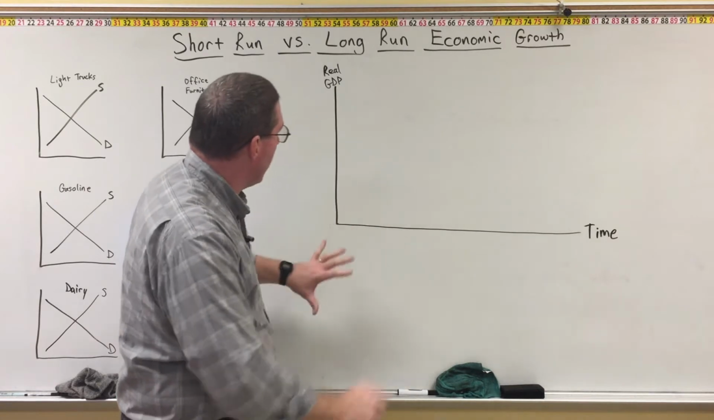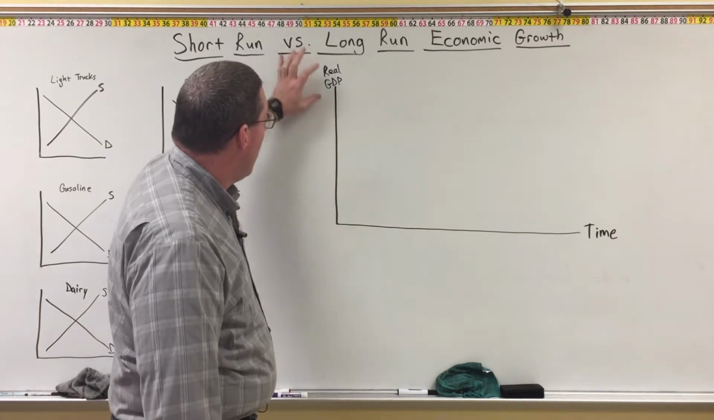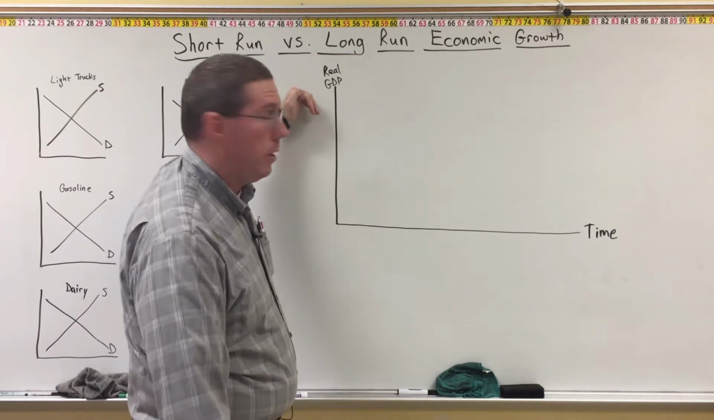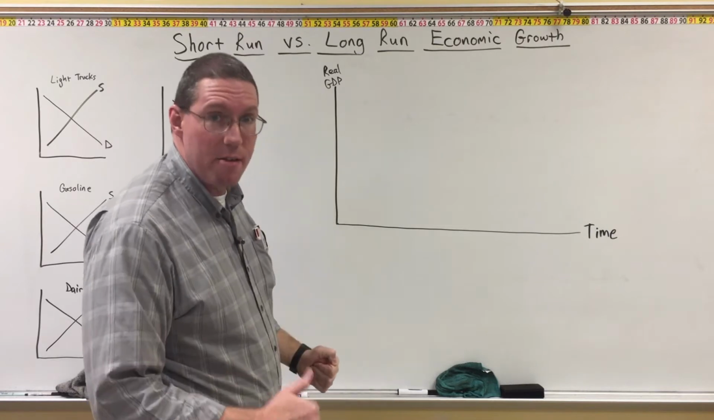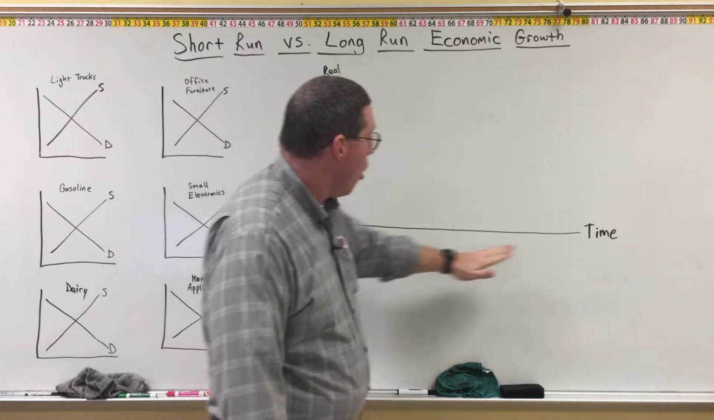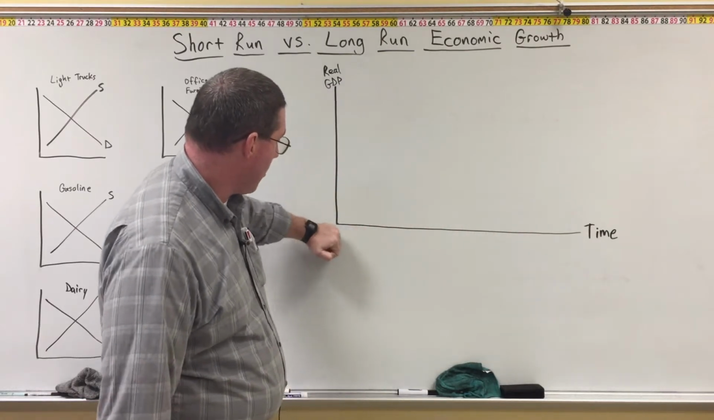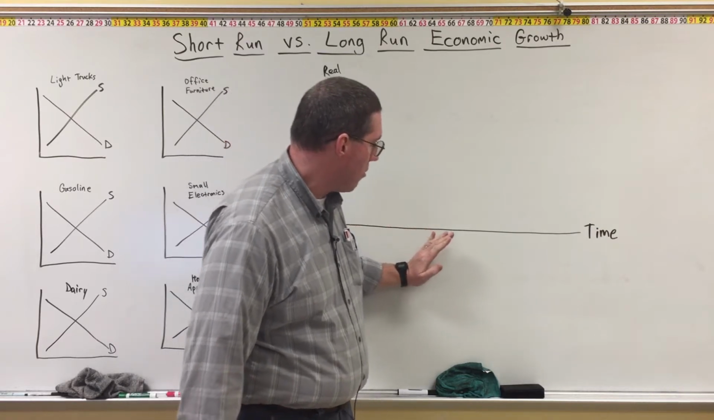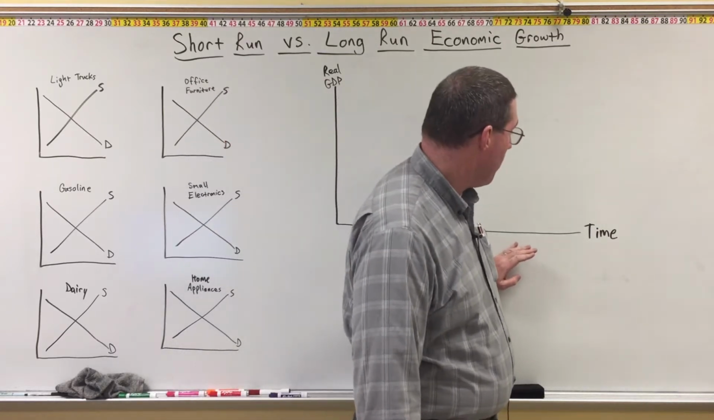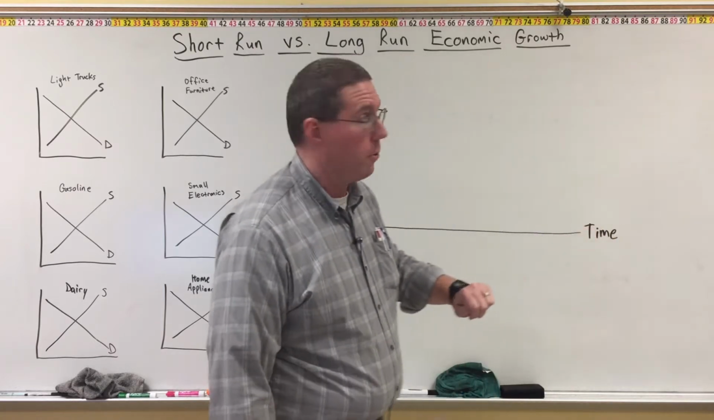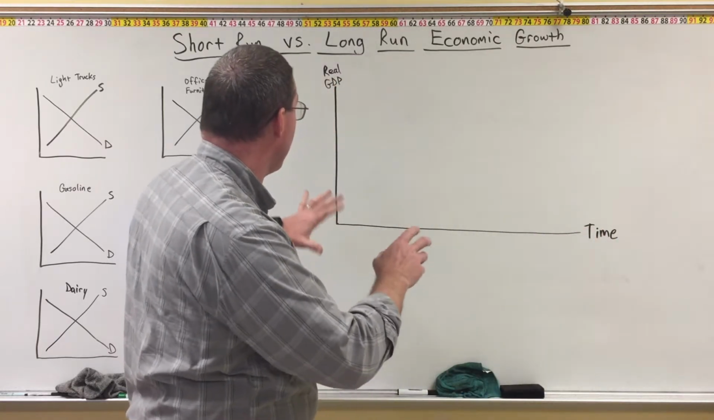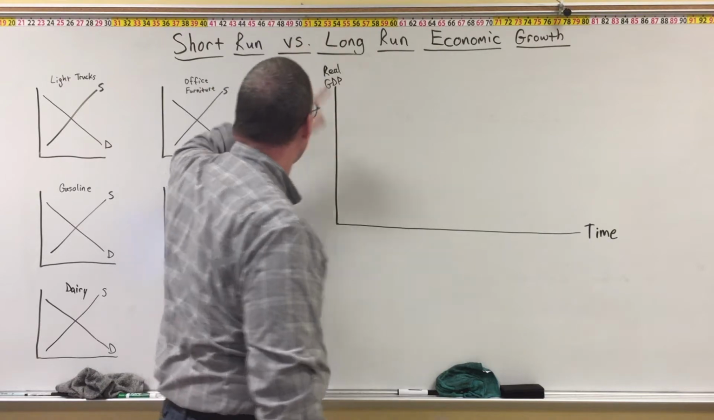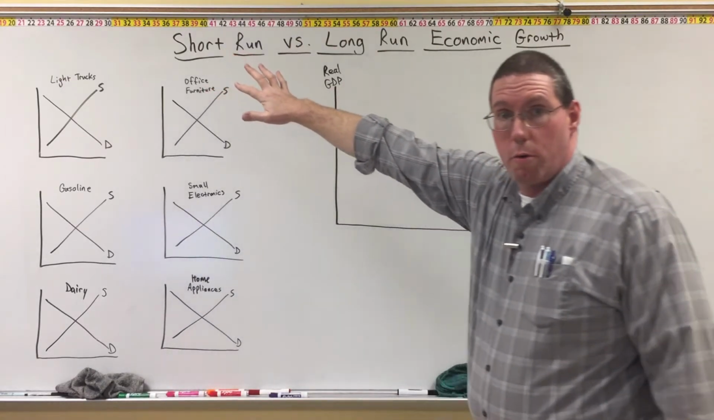So we've got a coordinate plane here, and our axes are real GDP on the vertical axis. So as we go up, that means more output. As we go down, that means less output in the economy. And it's over time. So let's say over here is 2015, and then as we move this way, we're 2016, 2017, 2018, maybe up to 2025, 2030. Okay? And so we're going to get an idea of what economic growth or economic output looks like in an economy in the short run.